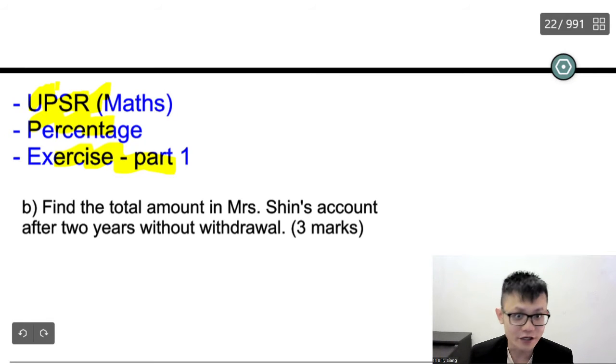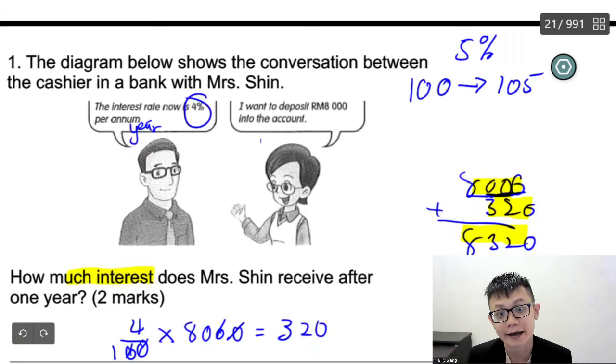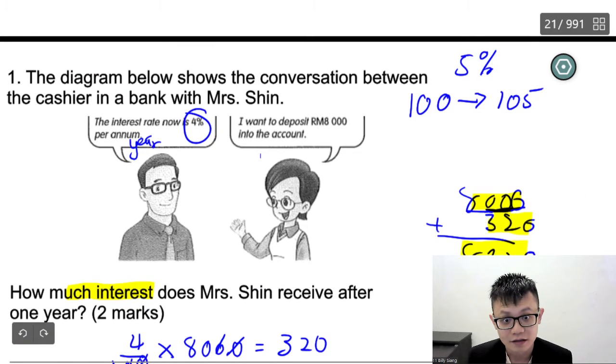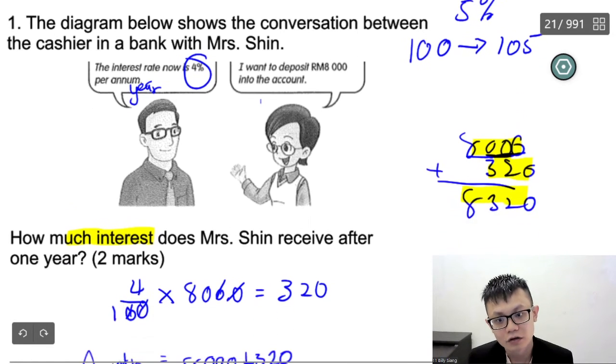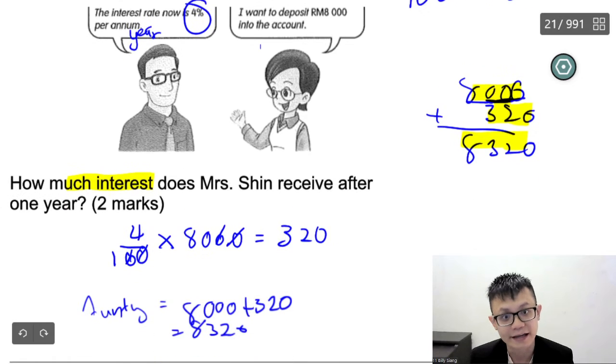In the previous episode, we already know that Mrs. Shin, this auntie, talked to this uncle. He said that if you put money in a bank, it will be 4% per year. So this lady wants to put in 8,000. How much interest does this auntie receive after 1 year? So 4 over 100 times 8,000, I get 320, the interest amount that the lady will have.